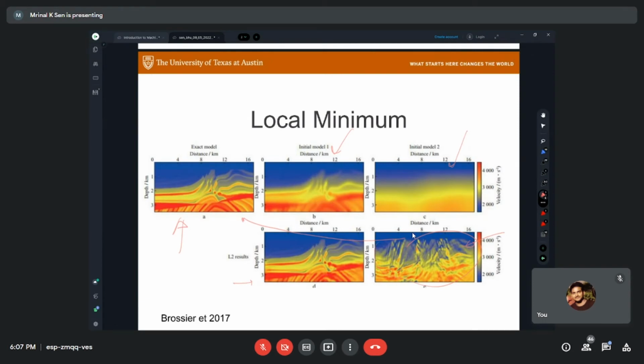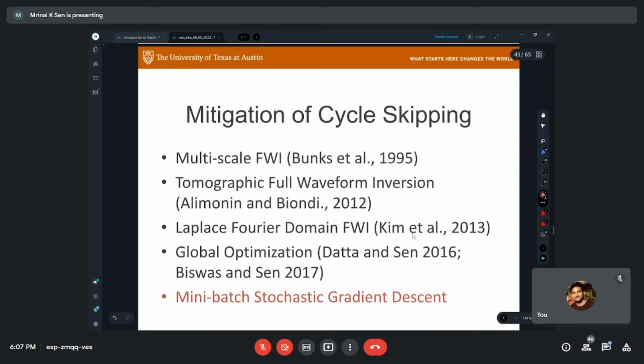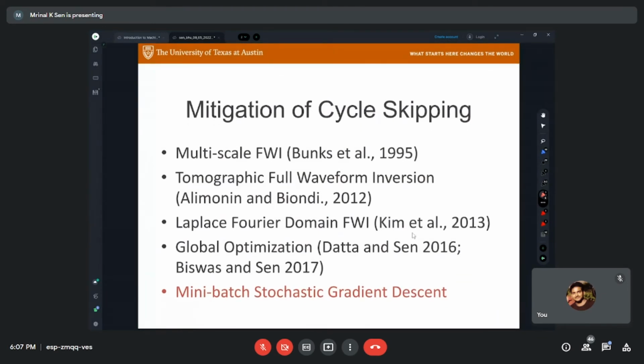Now, this is something that everybody who is trying to use FWI has to deal with. If you get a job in the industry and you are asked to carry out FWI, this is a problem that you have to deal with. There are different ways of doing this. One is multi-scale, where you start with low frequency and add higher and higher frequency. Then there's tomography, velocity, full waveform inversion, Laplace-Fourier domain, and something called global optimization method and mini batch. I'm not going to go over all of these methods because of lack of time.